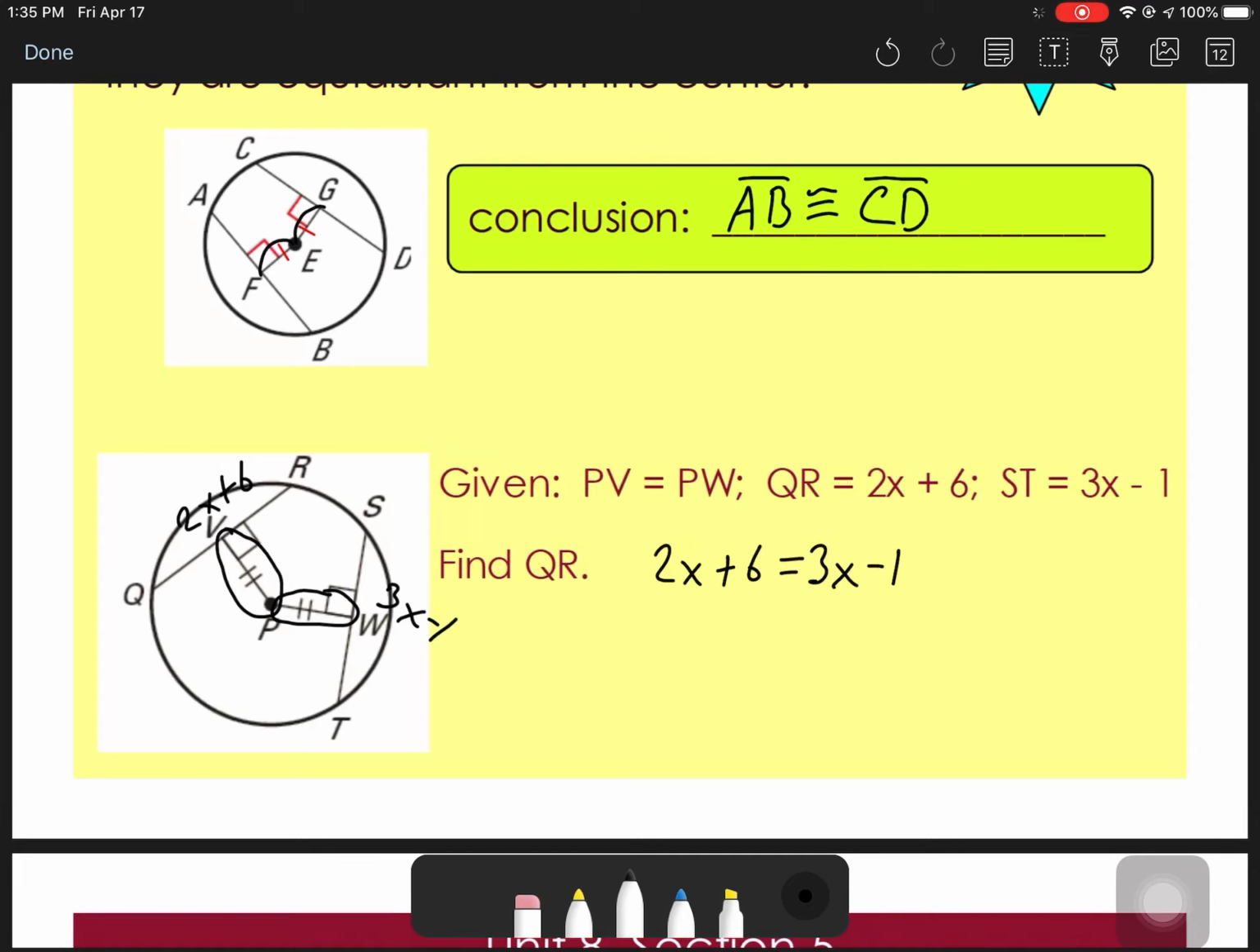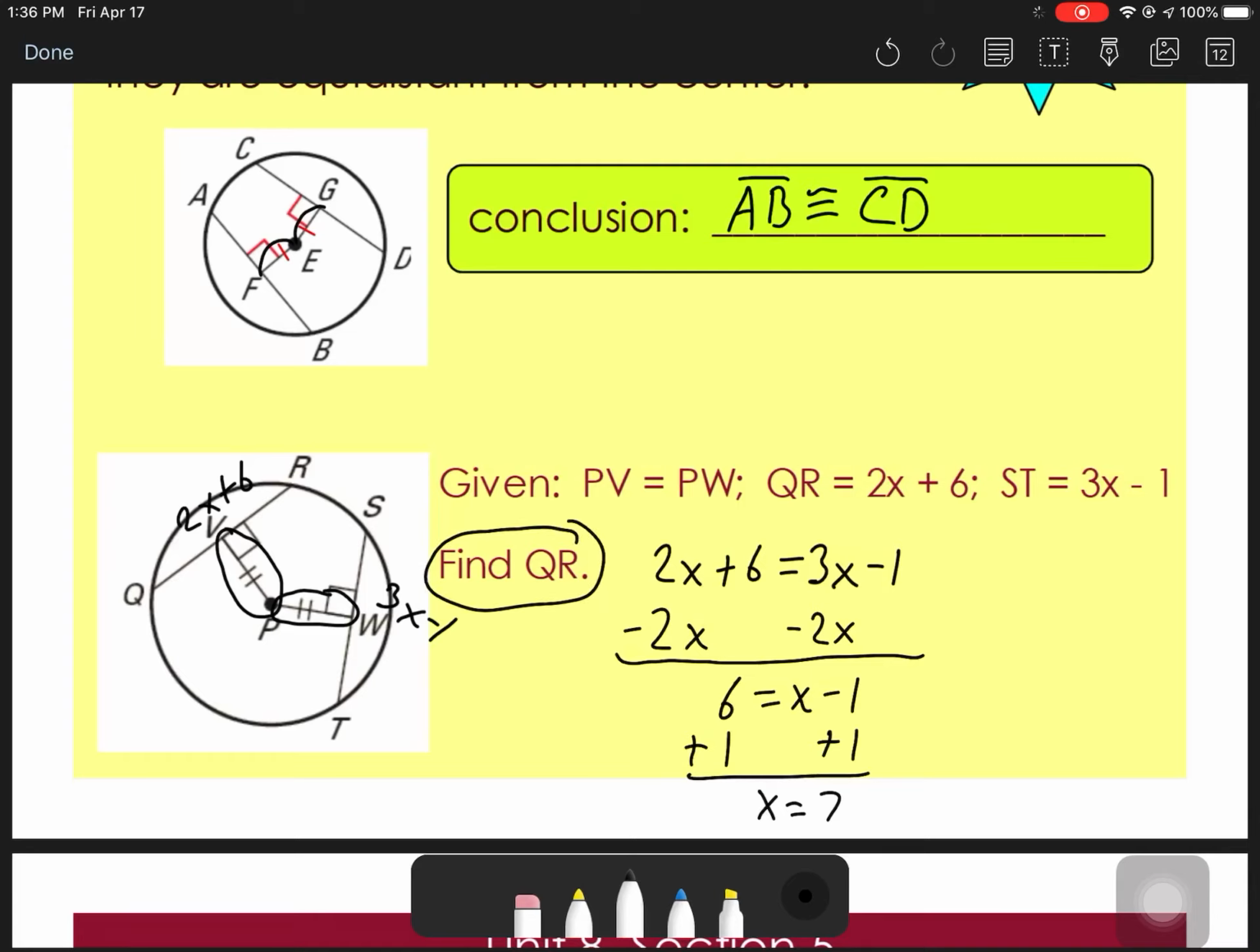In this section, there's going to be a lot of setting equal to each other, which is nice because they're pretty easy to solve. So let's subtract 2x. We get 6 equals x minus 1. Add 1 to both sides. And we get x equals 7 as the value of x. That's not the final answer, though. We want to find QR. So to find QR, we just got to plug it back in.